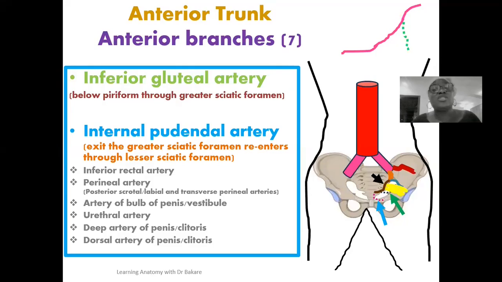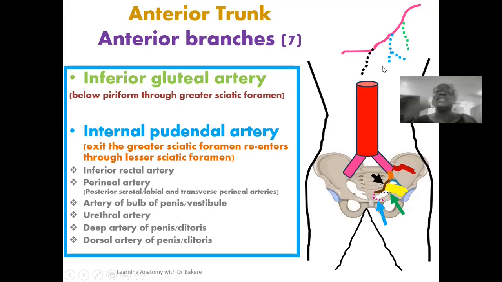We know that the rectum is located within the posterior region of the perineum. So if you go more anteriorly, the next emergence you have is the perineal artery. This perineal artery further subdivides into the posterior scrotal artery or the posterior labial artery. Then you have the transverse perineal artery. So you see that the scrotum is located at the posterior region. Then if you go more anteriorly, you have the root of the penis, and this is why we have the emergence of the artery of the bulb of the penis.